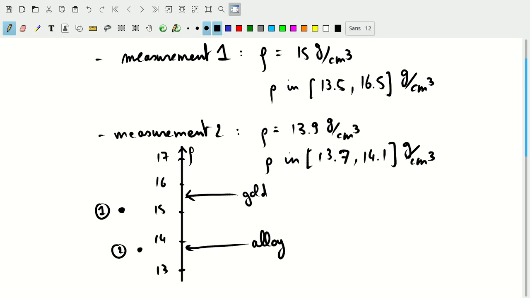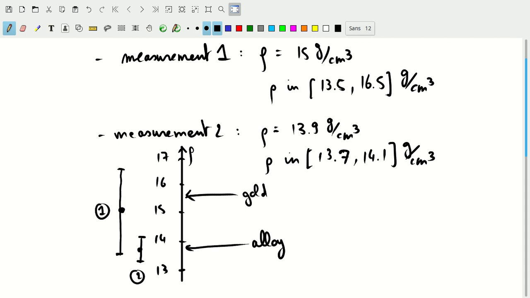Let's now look at the error bars though. The error bar in the case of the second measurement is from 13.7 to 14.1, so that's about this interval here. In the case of the first measurement, it's from 13.5 all the way up to 16.5.